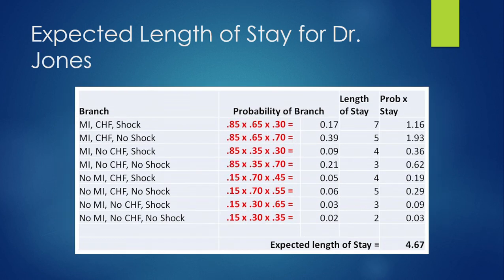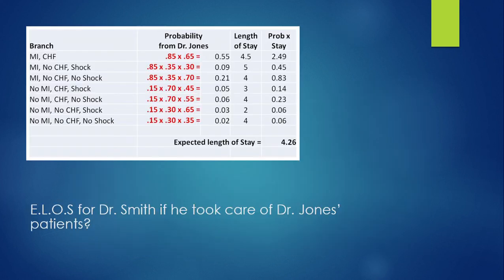Here we're going to be doing the same thing we did in the previous slide. We're going to do some math to get the probability of branch. We're going to multiply that with the length of stay, and then we're going to get the length of each person. And then we're going to add it all up, and we're going to get the expected length of stay for Dr. Jones.